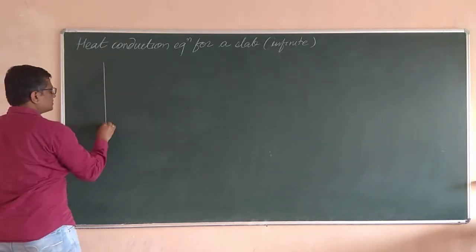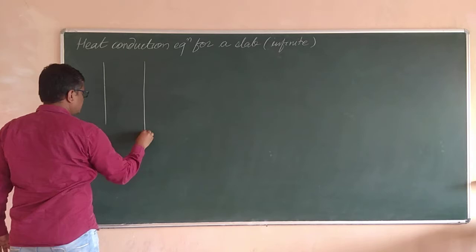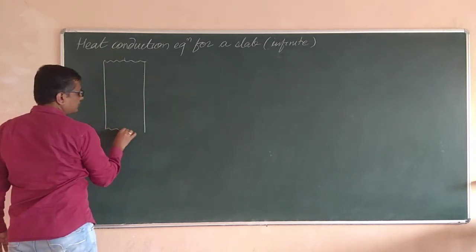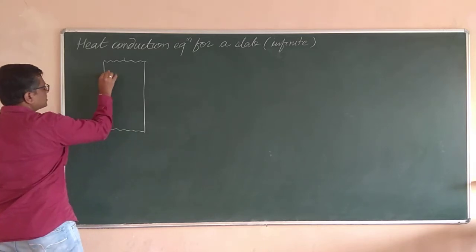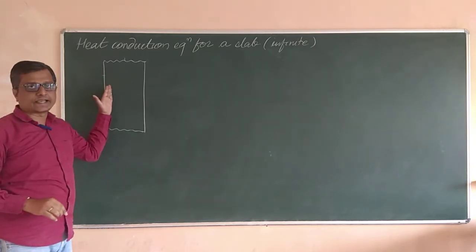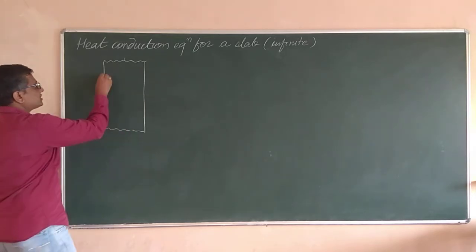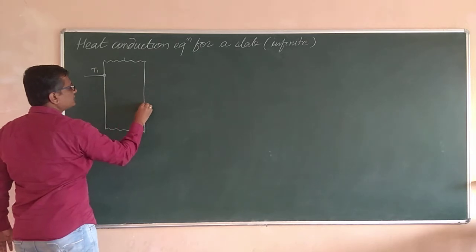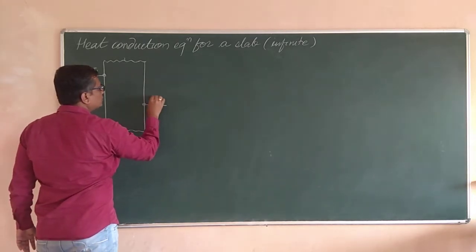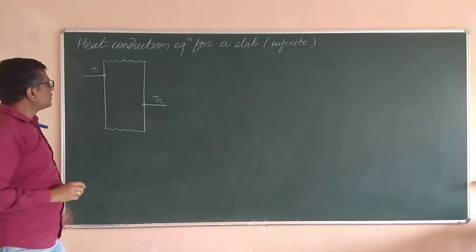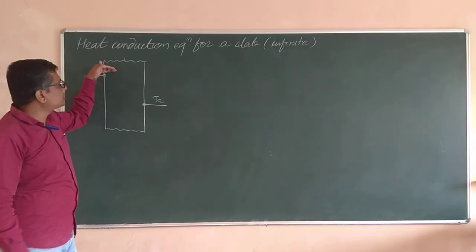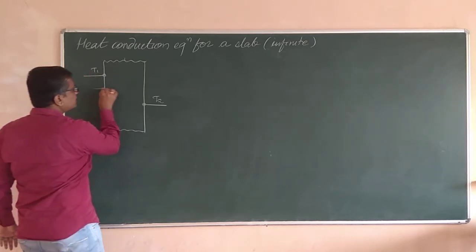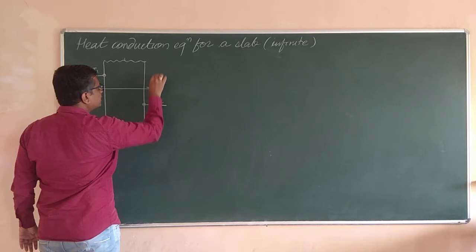Now take this case, a slab of certain thickness. This is an infinite slab, and this side is infinite, and this side is also infinite. There are two surfaces for the slab, surface number 1 and surface number 2. The temperature at this surface is T1, and the temperature at the other surface is T2. Consider that T1 is more than T2, and if T1 is more than T2, the heat will flow in this direction. This will be the direction of flow of heat, Q dot.